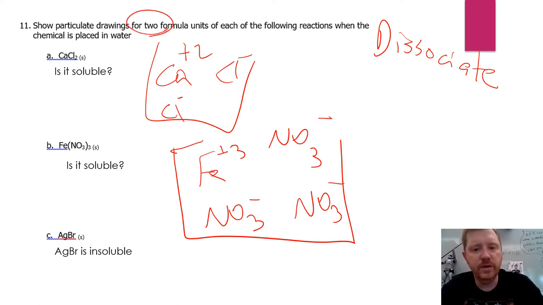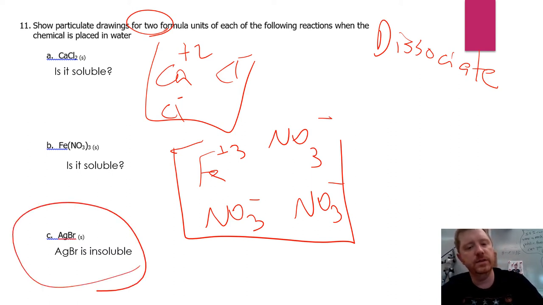It says two formula units. I really should have drawn everything there twice. So two irons and six nitrates, two calciums and four chlorines. This one though, let's draw this one.